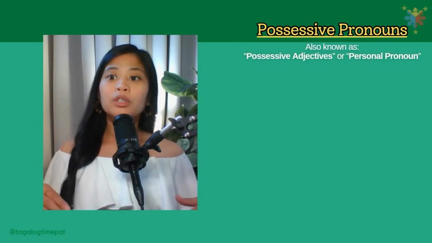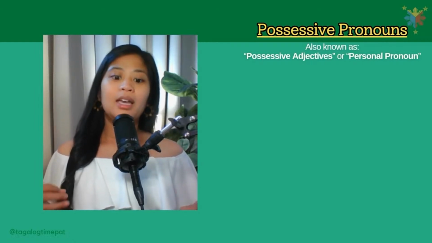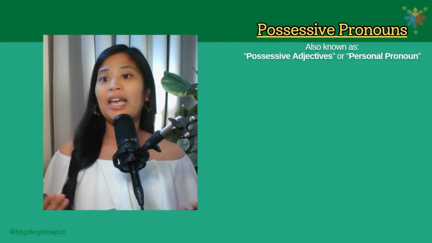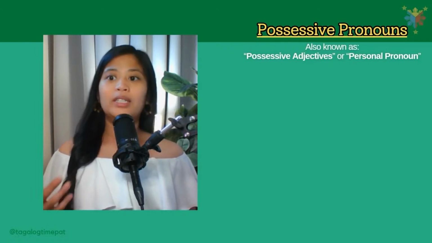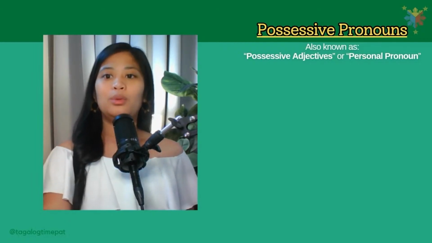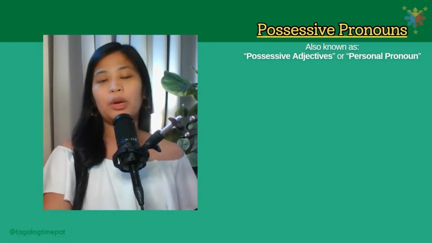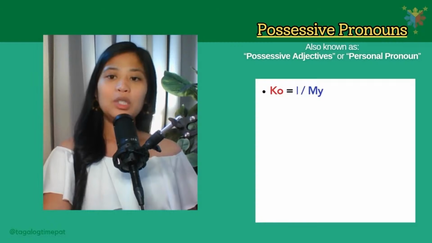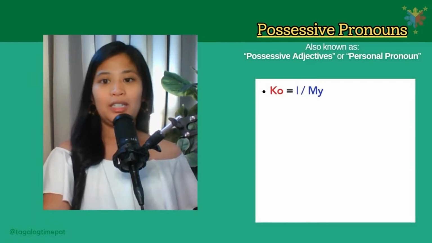And then same with personal pronoun. A pronoun means it's something that is replacing the noun. So if I were to say I am sweeping, ko is that pronoun since it's meaning I. Okay, so these are the different names for possessive pronoun depending on what type of resource you're using. Now let's review the possessive pronouns that we've already learned.